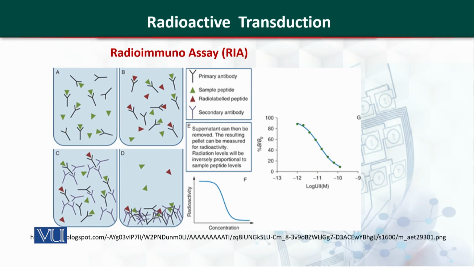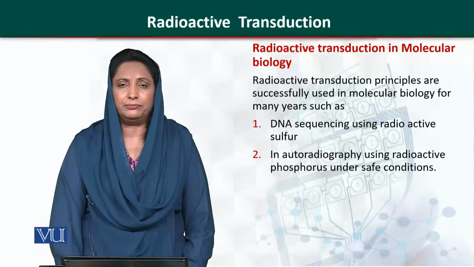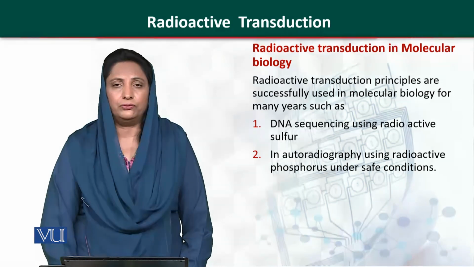In the radioimmunoassay, at low concentration we have very high radioactivity, and as we increase the concentration of our non-radioactive antigen, the radioactive counts decay, as shown in this graph. So this is the basic principle for the radioactivity, and the immobilization using polyethylene glycol is very important in this radioactive transduction. The radioactive transduction was also successfully used in molecular biology procedures, such as DNA sequencing.